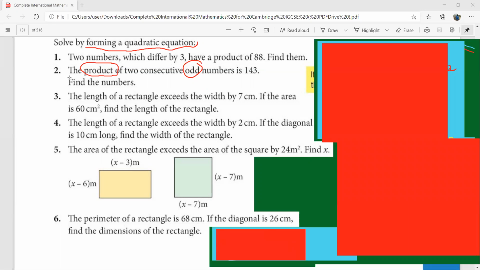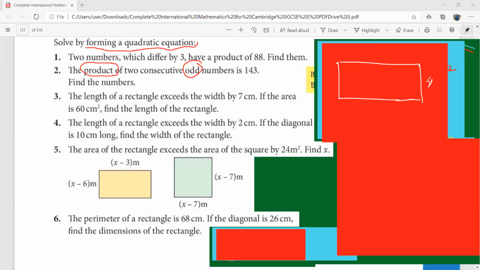Okay. The length of a rectangle exceeds the width by 7. So, which one is more, the length or the width? Length. Length is always greater, by the way. The longer side is called the length. So it says the length exceeds the width by 7.